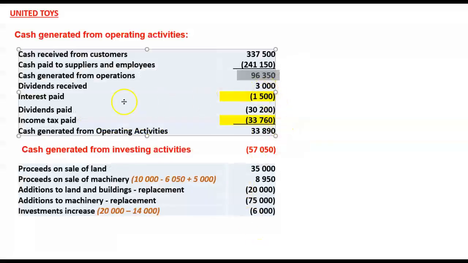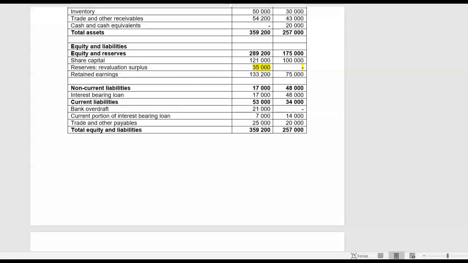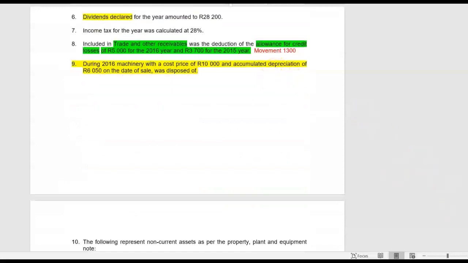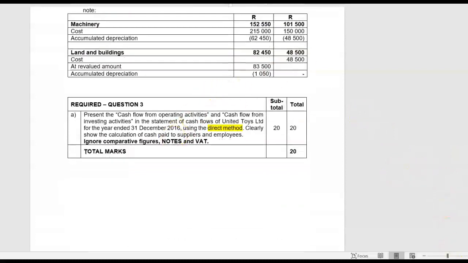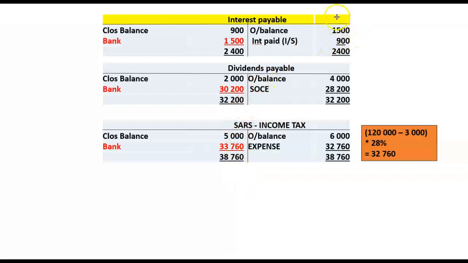Dividends received 3,000. Now we get to interest paid. Now remember that there was interest payable in our little trade and payables note, which I have not paid attention to. Where is it now? Yeah. Interest payable at the end of last year. So our opening balance 1,500, our closing balance 900 Rand. Interest payable, opening balance 1,500, closing balance 900 Rand.